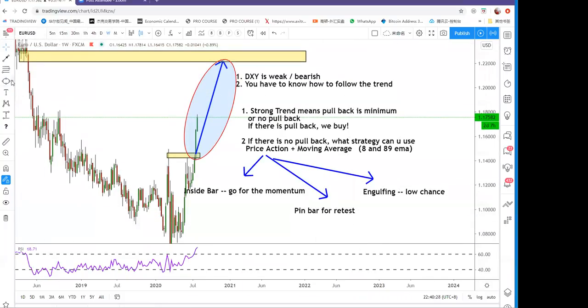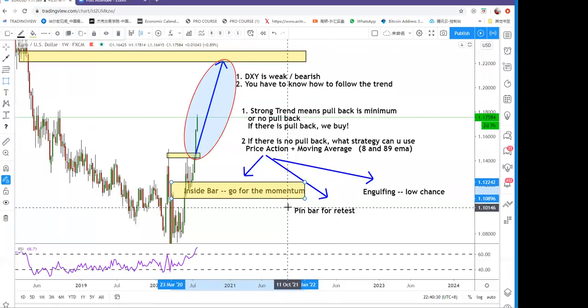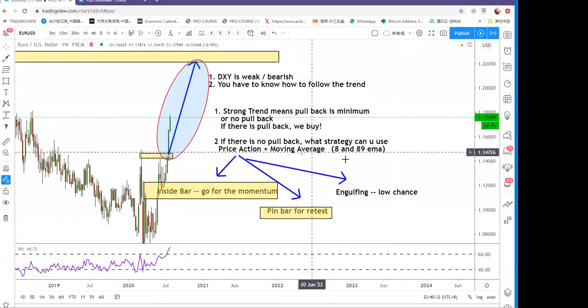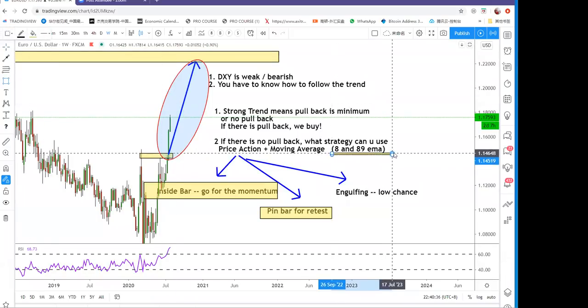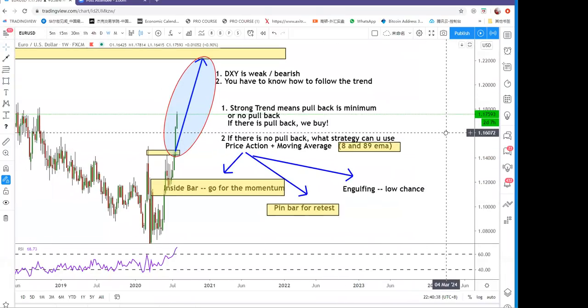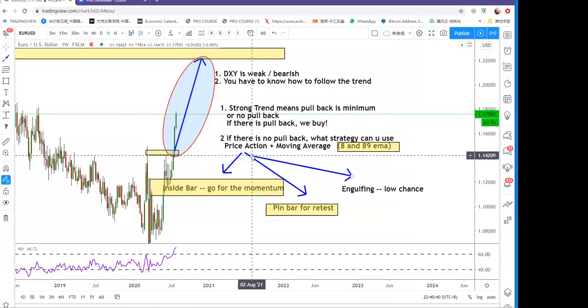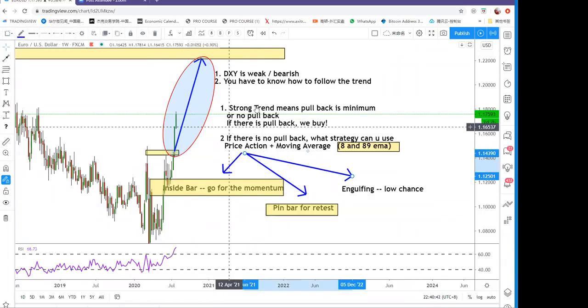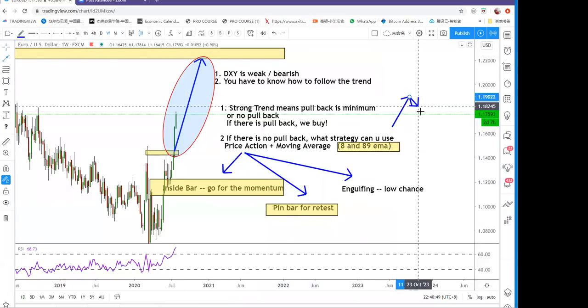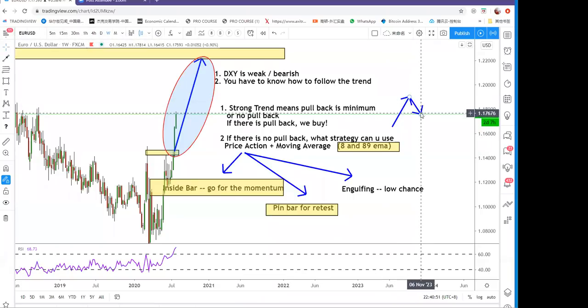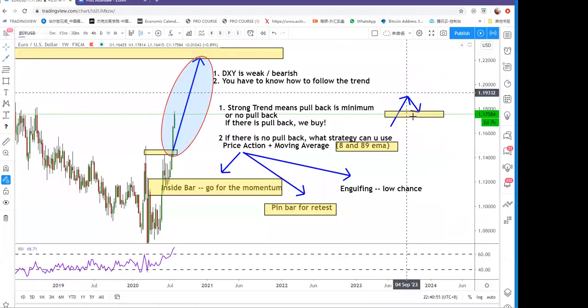Okay, so you should emphasize capturing the inside bar and pin bar, plus the moving average 8 and 89 EMA. These are the top winners of the last 2 weeks of the trending market. A strong trend plus a pullback to the structure will help you capture another wave.